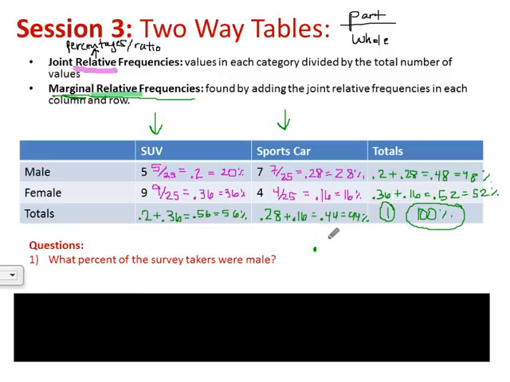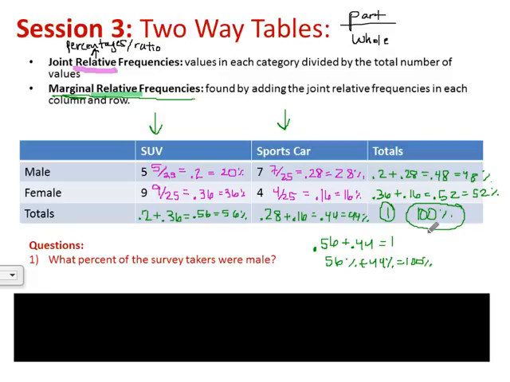So when we add our rows, we would add 0.56 plus 0.44, and guess what we get? We get 1. And that is the same when we add our percentages together. We also get 100%, so we know we did that correctly. Same is true, 0.48 plus 0.52 gives us 1. 48% plus 52% is 100%. So the totals, your marginal relative frequencies, when we add our columns and rows, will always equal 1 or 100%. So just a fun fact to know.